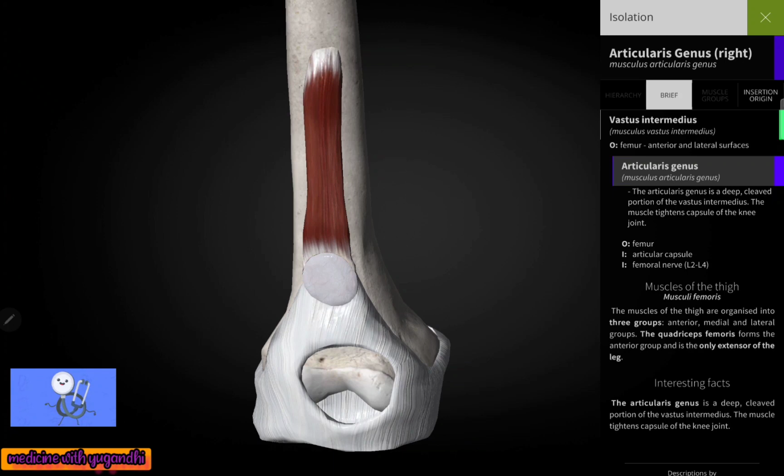Like all muscles of the anterior compartment of the thigh, this muscle is also supplied by the femoral nerve, having root value L2 to L4. Coming to its action, this muscle helps in pulling the synovial membrane upwards during the extension of the knee joint in order to prevent damage to the synovial membrane.